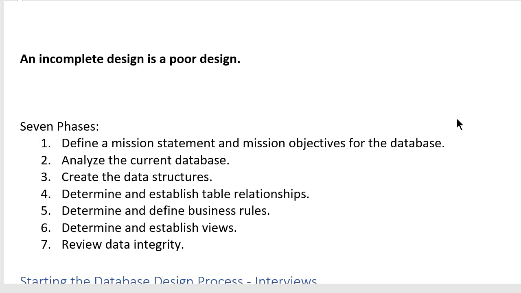All right, so according to this book, there are 7 phases. Depending on which books you pick up, you might have 7, you might have 11, you might have 4. But in fact, you're going to cover all the things that are mentioned here. It's just that they combine them in the different phases. So the first thing you want to do is define this mission statement and mission objectives.